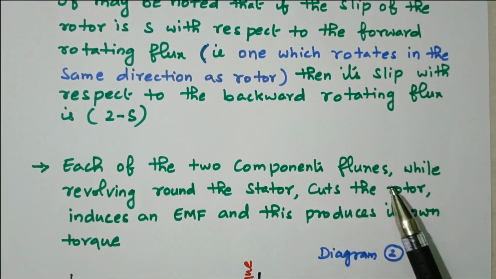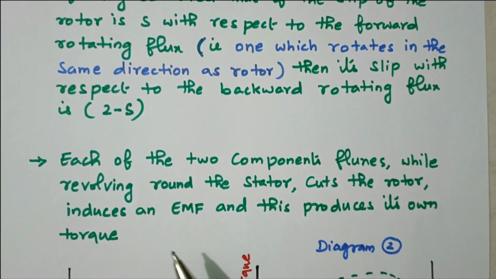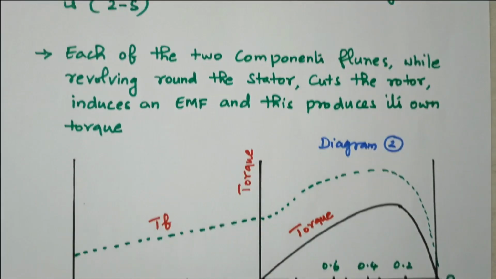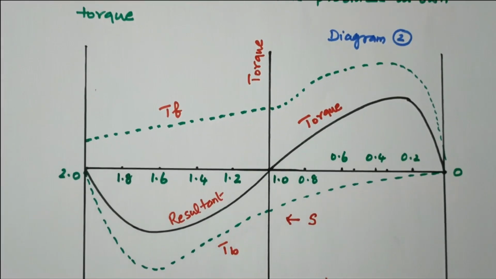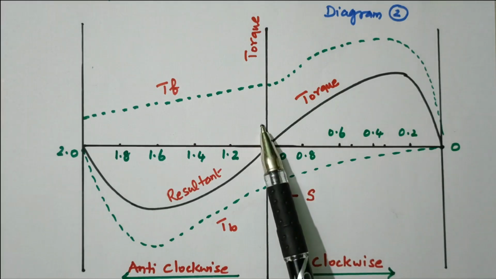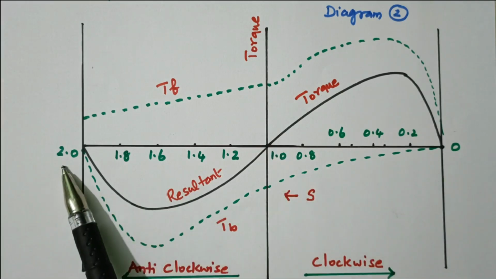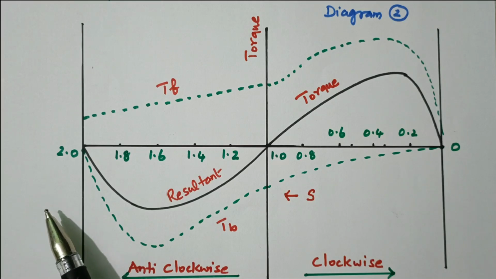Each of the two component fluxes, while revolving around the stator, cuts the rotor and induces an EMF. This produces torque. So these two components will produce the EMF and thereby torque. Now we'll see the torque curve. The graph shows the torque. This is the slip S. The y-axis is torque, the x-axis is slip, from 0 to 2.0. So what we referred to is S and 2 minus S.